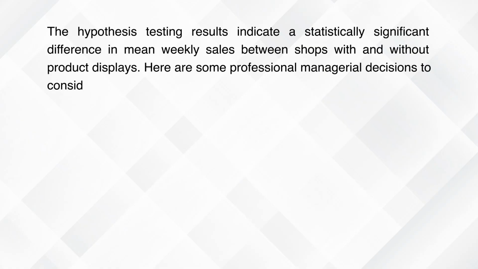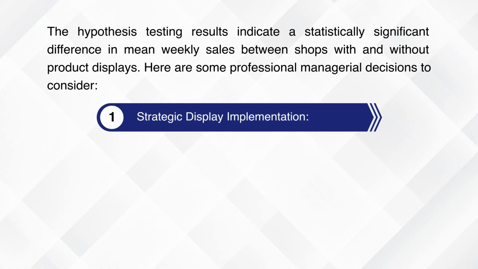Here are some professional managerial decisions to consider. One is strategic display implementation. That means we can select standardization or customization based on the analysis of display effectiveness, for example, type and placement, etc. A standardized display format can be implemented across all shops. Alternatively, customization based on shop size and product category may be more appropriate.